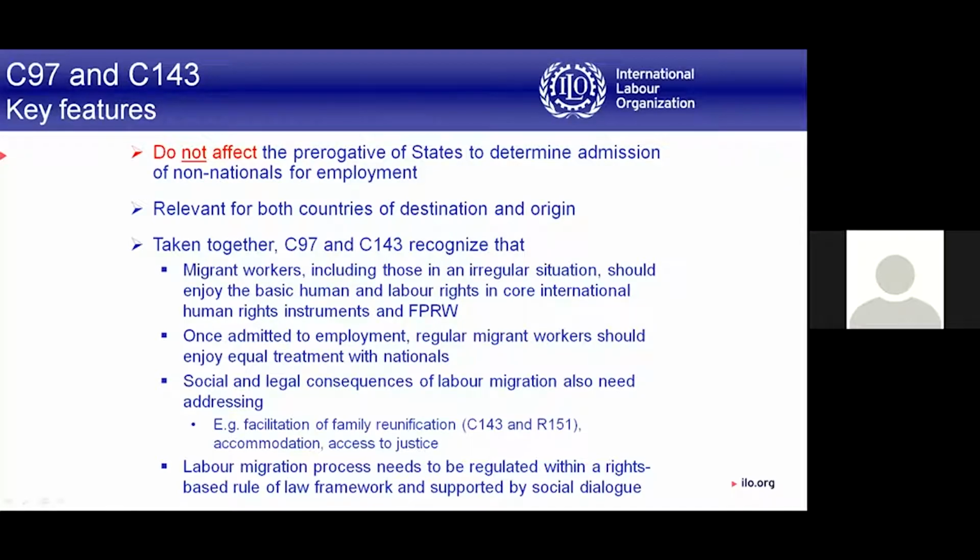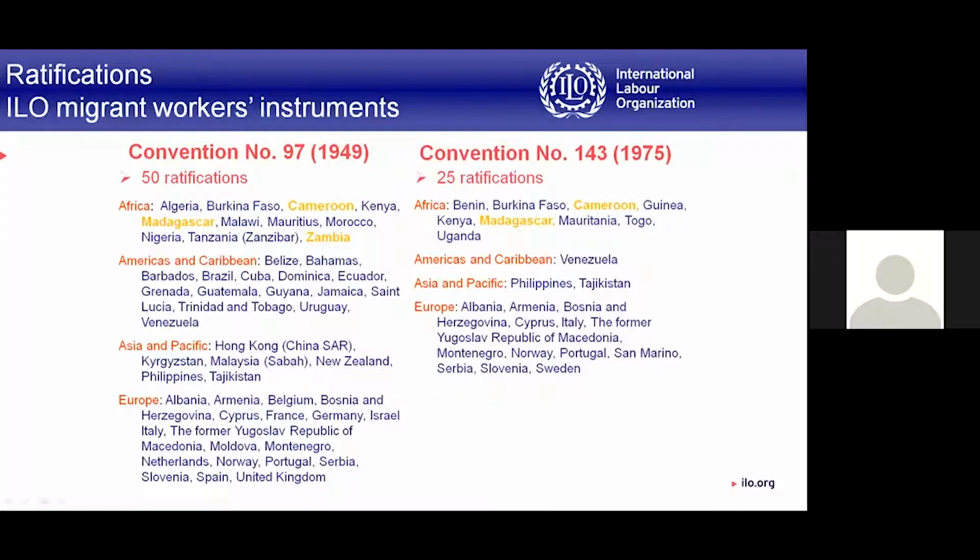So once in the destination countries, migrant workers should be entitled to equal treatment because there are social consequences from labor migration. They should be entitled to justice, to family reunification, to housing and healthcare. And labor migration should be regular and should be managed through a rights-based approach. Again, another key feature of these two conventions is that they are supported and drafted and then approved through social dialogue. So not only these two, of course, but all ILO conventions.